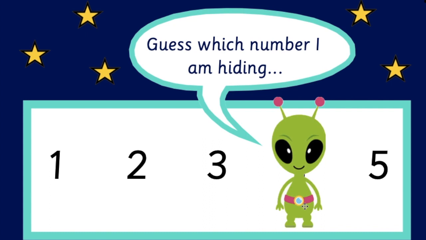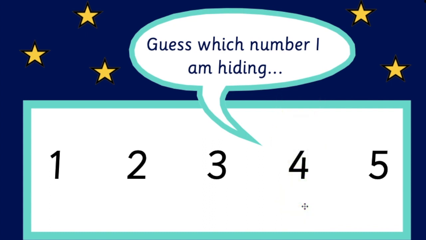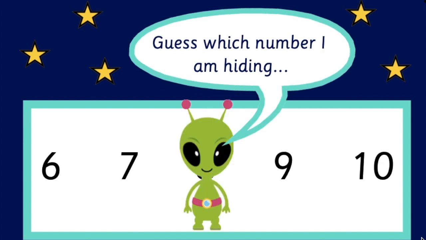Number 4. Let's check. Yay! And check the number line. 1, 2, 3, 4, 5. Good job. Let's do the next one.